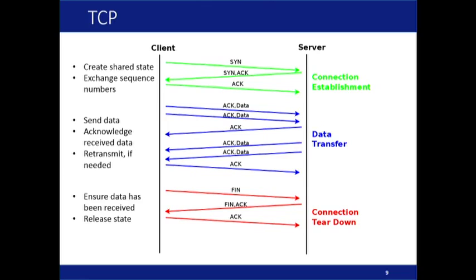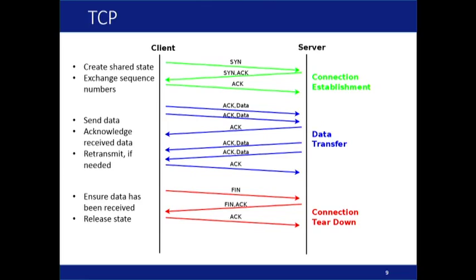The client can then begin to send its data. Any packet in the data transfer phase has the ACK flag set. So you'll notice that all of these packets have ACK. However, some of these packets contain data, and some of them are just pure acknowledgments without any data.